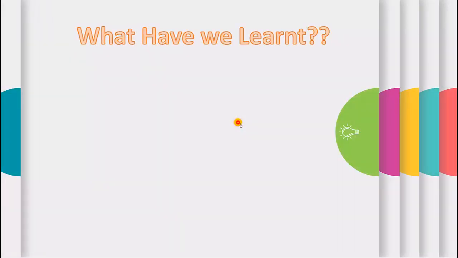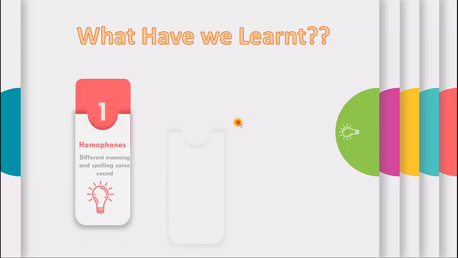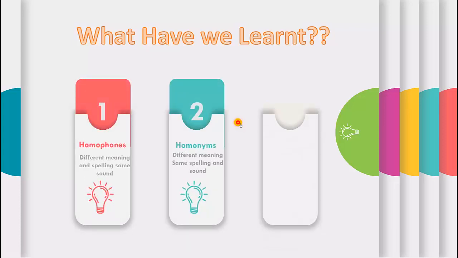So what have we learned? First of all, we learned what homophones are. Homophones are the words which have different meanings and different spellings but have the same sound. Then we learned what homonyms are. Homonyms are the words which have different meaning but same spelling and same sound. Then we also learned what homographs are, which are words with the different meaning and same sound and same spelling.